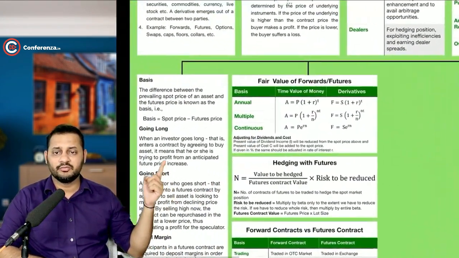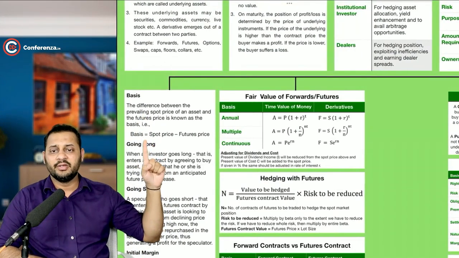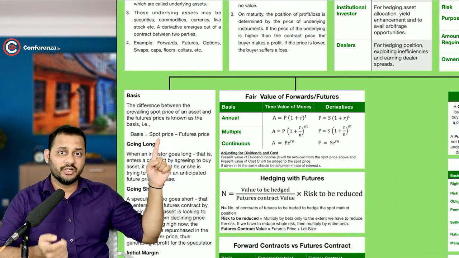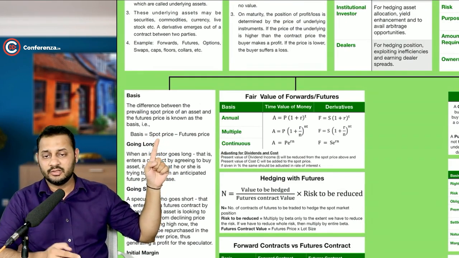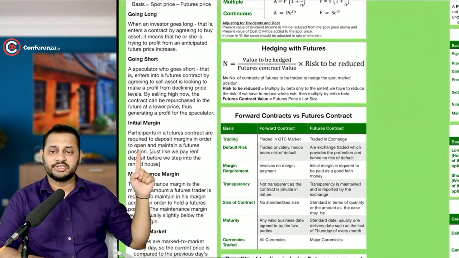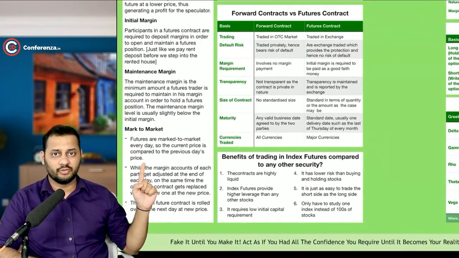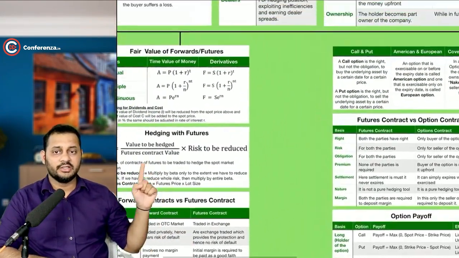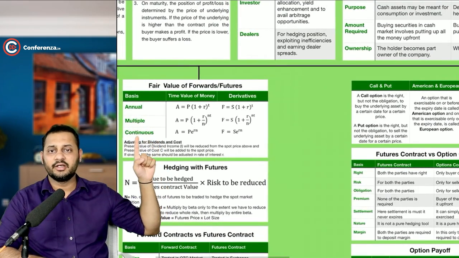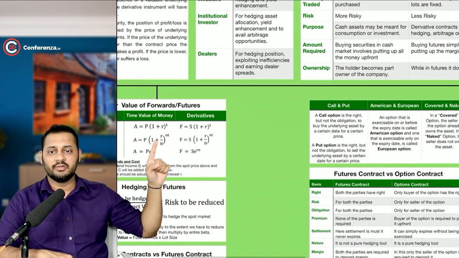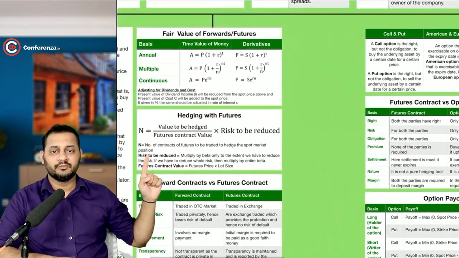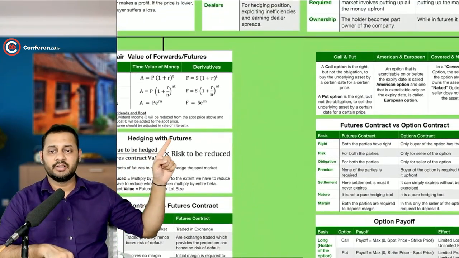If we talk about forwards and futures, you can see the meaning of basis. Spot price minus futures price is the basis. If this is negative, it will be a contango market. If this is positive, this will be a backwardation market. What do you mean by going long? What do you mean by going short? Then what is initial margin? What is maintenance margin? What is mark to market? We have seen the questions on all of this. Then we discussed the formulas with normal compounding, multiple compounding, and continuous compounding. Normal compounding is 1 plus r, multiple compounding is 1 plus r by n to the power nt, and continuous compounding is this. Hedging with futures is value to be hedged multiplied by risk to be reduced.